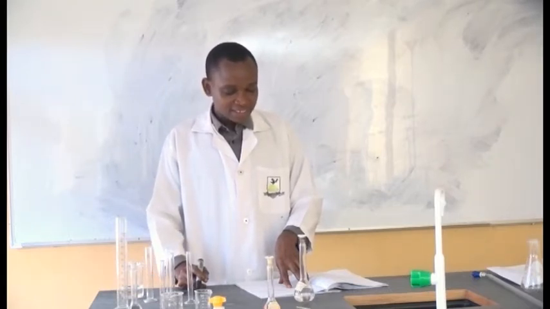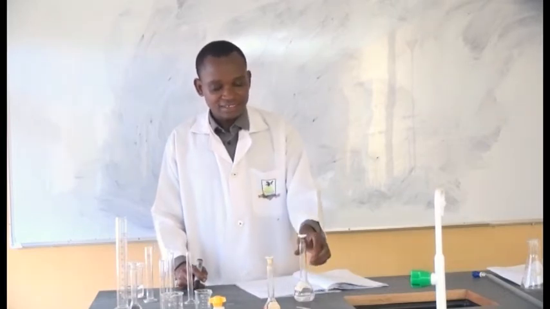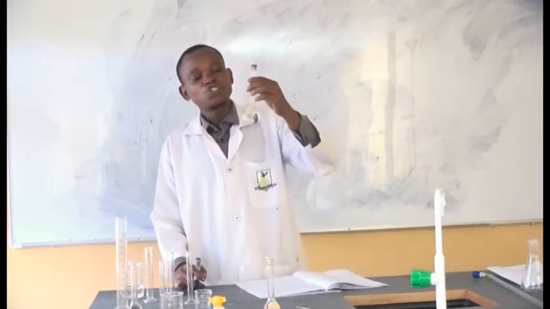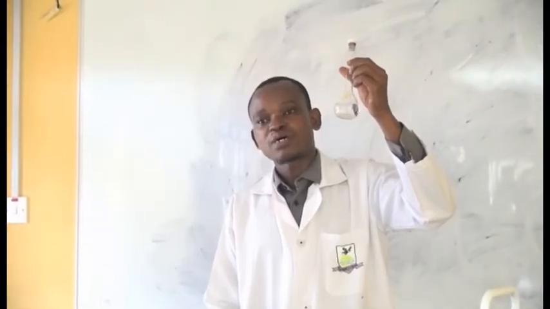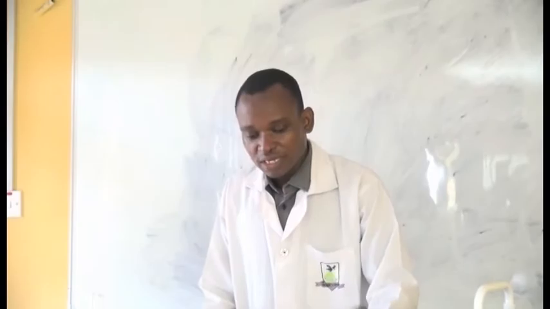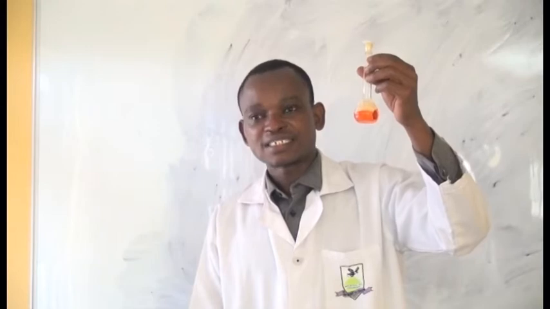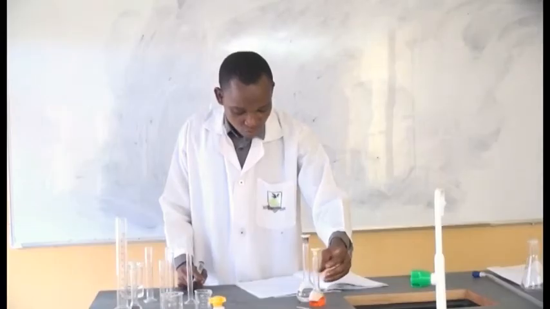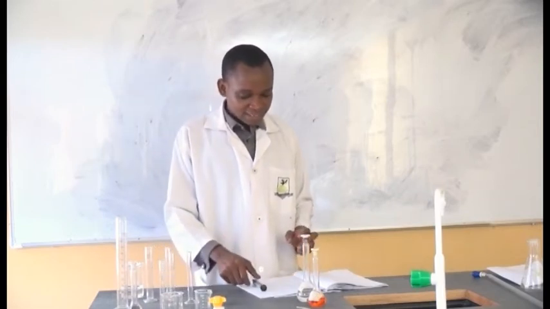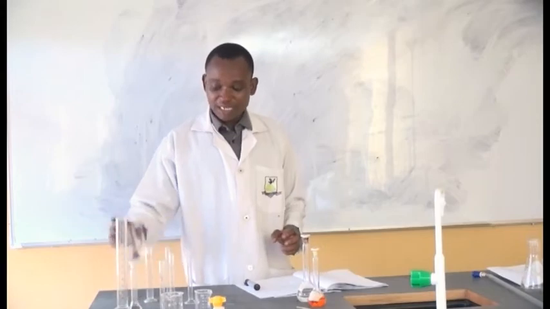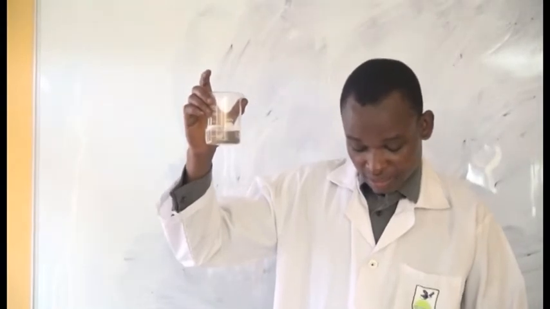Now, for this class, you will need some reagents such as silver nitrate, which will act as our titrant. We have 0.1 normal silver nitrate here, and we also have potassium dichromate, which will act as our indicator. Those are the reagents we'll be needing. And the sample we are going to work on is our water. This is the water sample we want to determine the chloride content of.